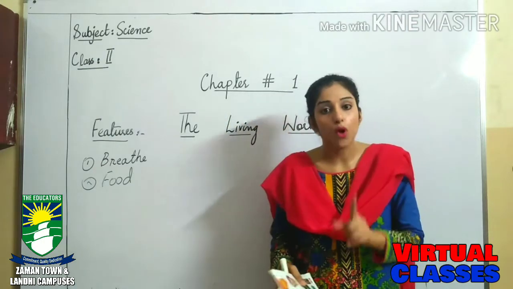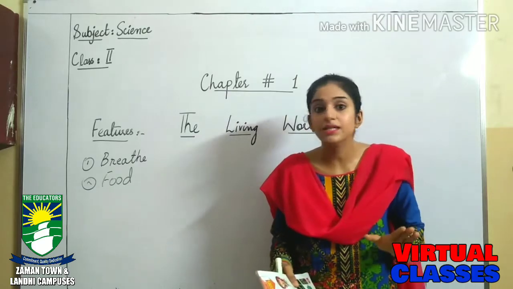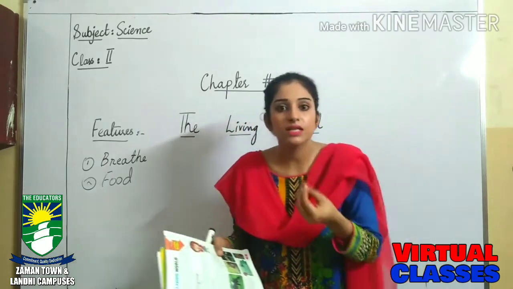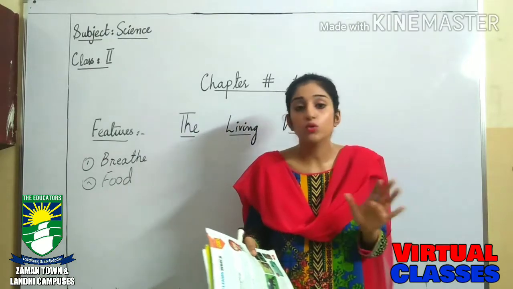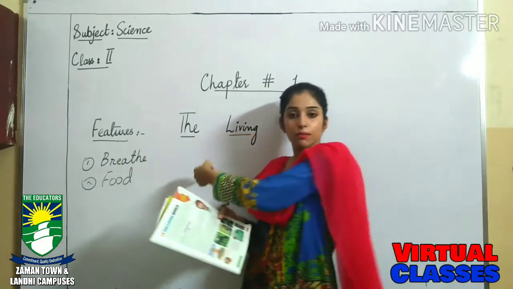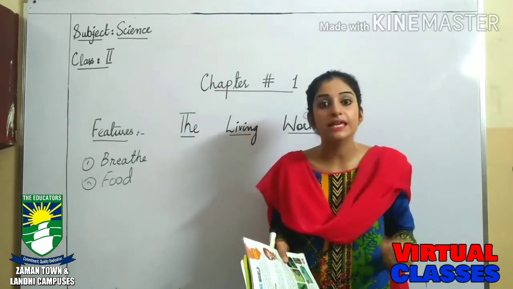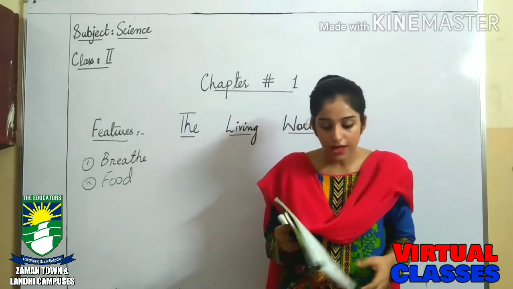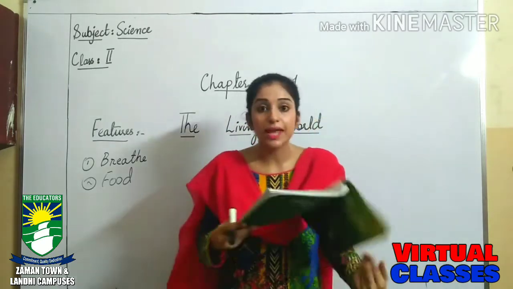If we talk about non-living things, they don't eat anything. Have you ever seen a chair or a table eating something? No, they don't eat anything because they are non-living things. So this is feature number 2 of living things, that they eat food and they survive with the help of eating. Right? Now, let's talk about the next one.